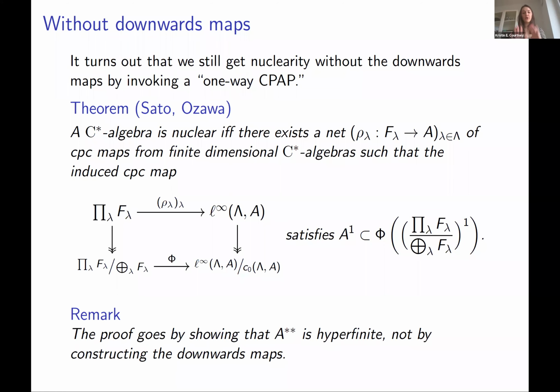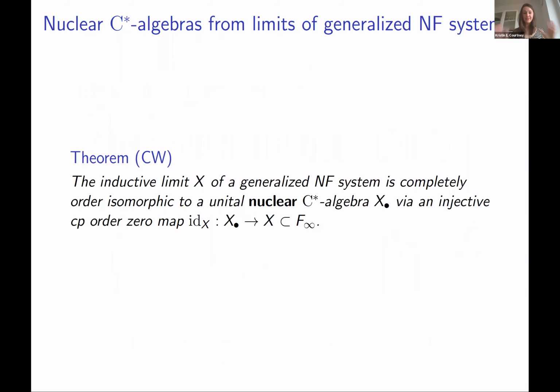But I should give a quick remark. This proof really goes by showing that the double dual of A is hyperfinite, not by constructing the downwards maps. And so we still don't have an argument that a one-way CPAP really constructs a CPAP. But nonetheless, what we can now say is the inductive limit of a generalized NF system is completely order isomorphic to a unital nuclear C-star algebra, again, via an injective CP order 0 map.